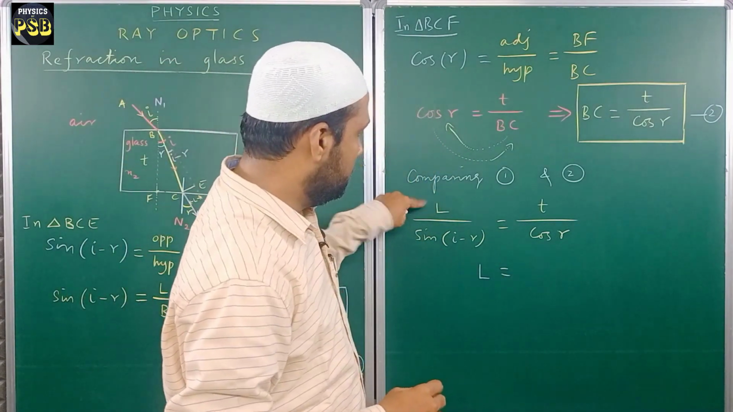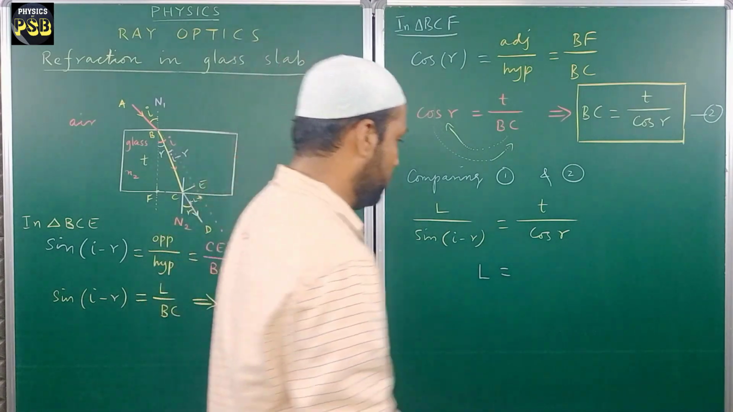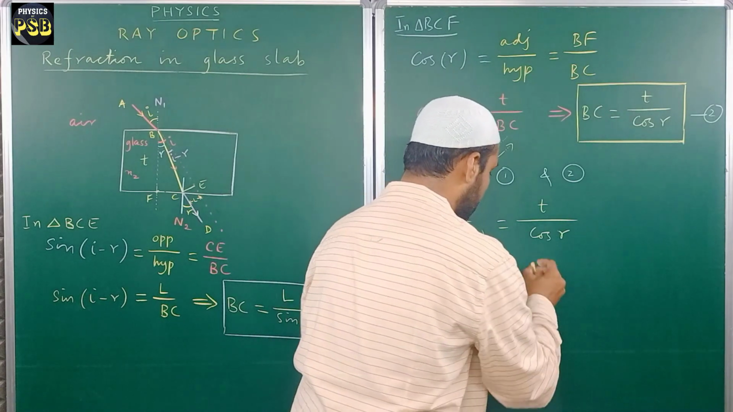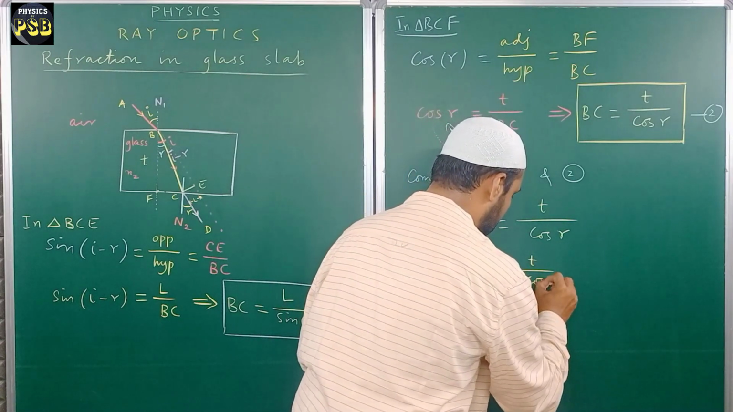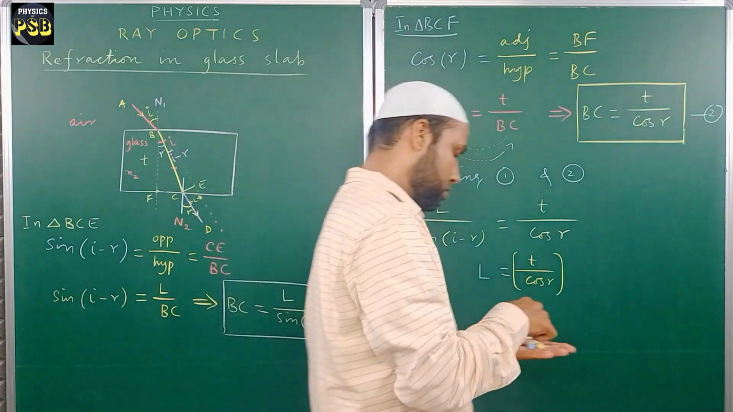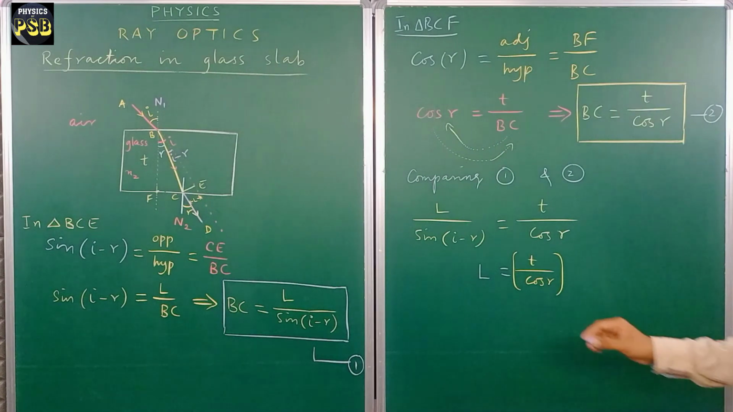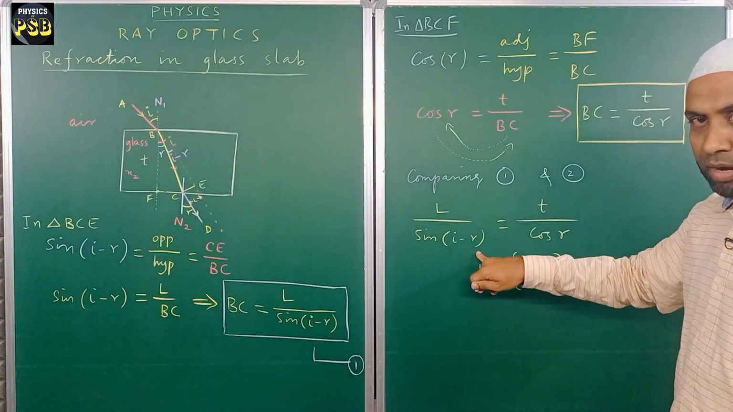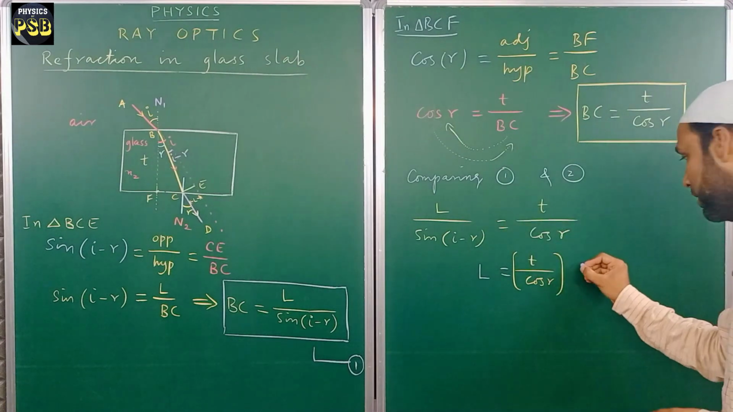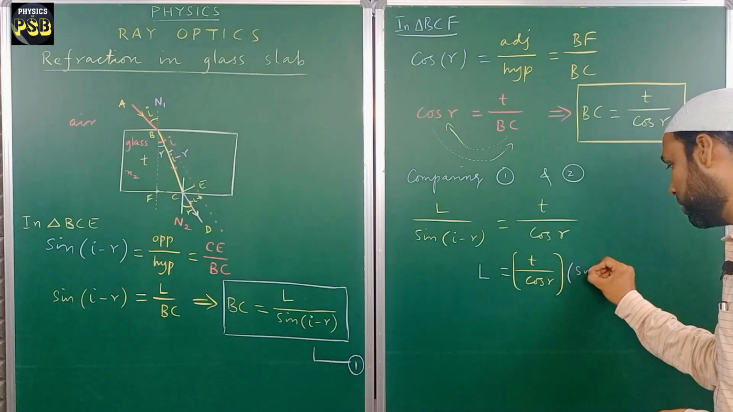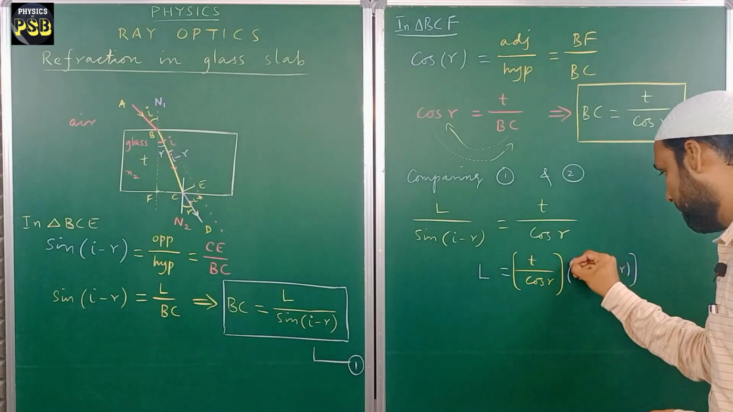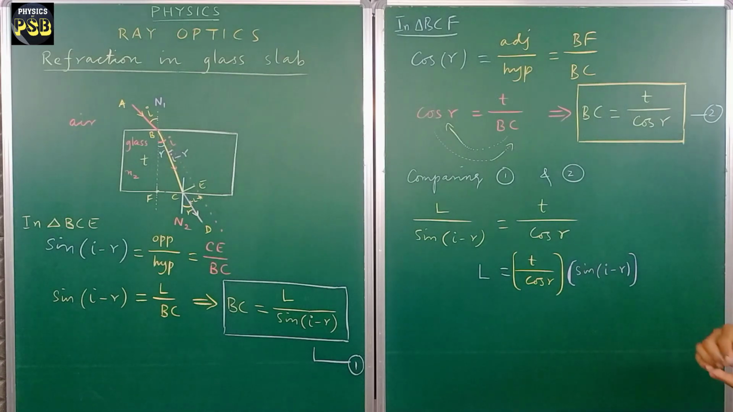From this, the value of L, this lateral displacement, is equal to T upon cos R kept as such, and this term is taken to the right hand side. It is a denominator. When it is taken to the right hand side, it will multiply and go to the numerator. So here it is sine of I minus R. This is what we get at the end.